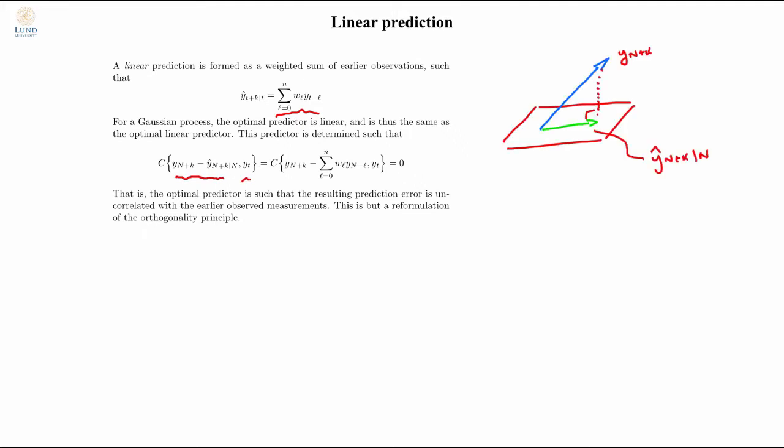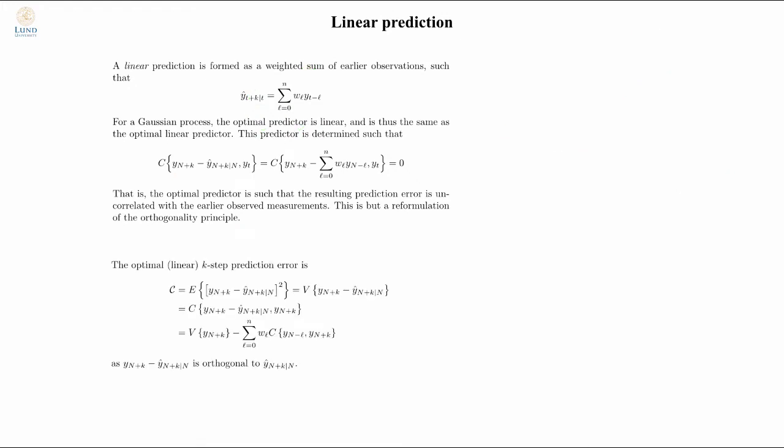The way you do that is you take the true future and project it onto the range space spanned by the observed measurements that you have. The resulting prediction thus lies in the range space of the earlier observations. It only consists of a combination of earlier observations, and therefore you can write it as a sum of earlier observations like this.